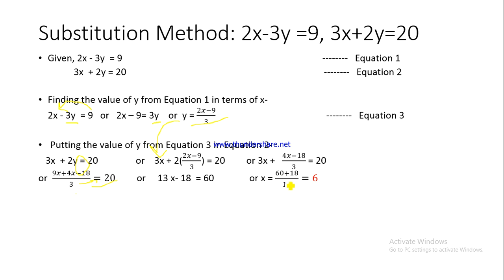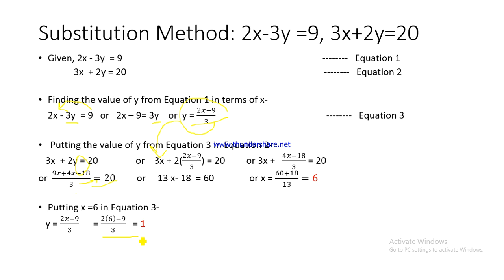Now if I have to find out the value of y, I'll put this value of x in this particular expression. I know that y is equal to 2x minus 9 by 3, and when I put x equal to 6, it will become 2 into 6 minus 9 divided by 3. Is this making sense? Have a look here, and this way I'll get the answer as 1. So now my answer is x is equal to 6 and y is equal to 1.